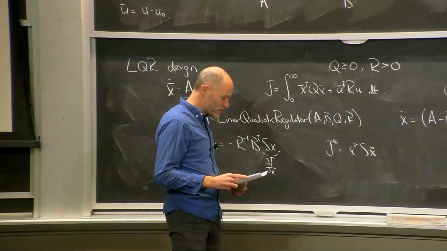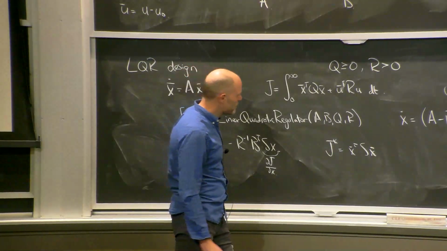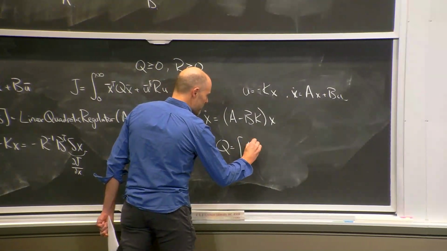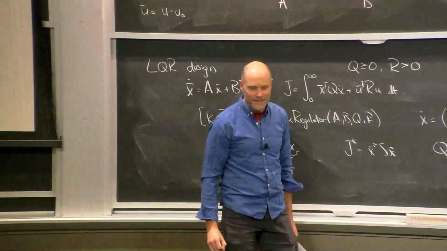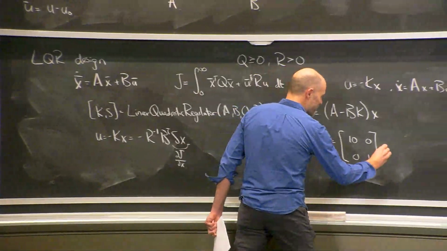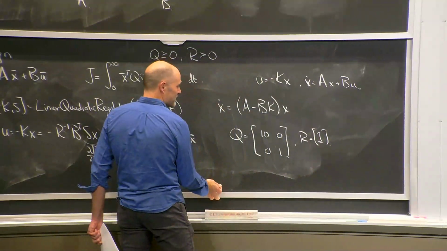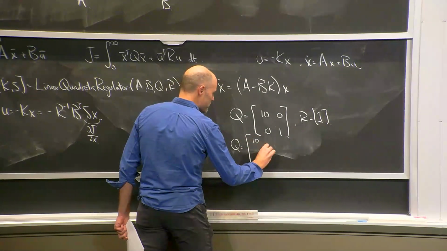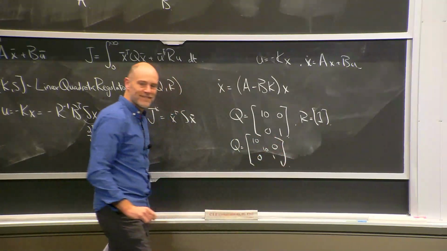By the way, I could tell you what Q and R should be roughly. For the pendulum, I recommend that, and for the double pendulum and R, it can be just 1. For the double pendulum, I would recommend that.